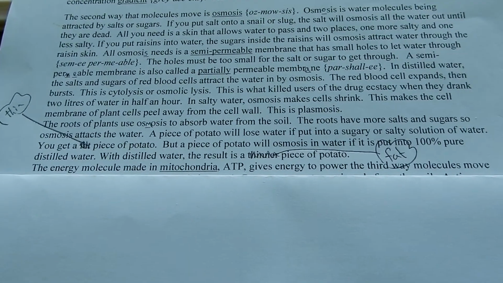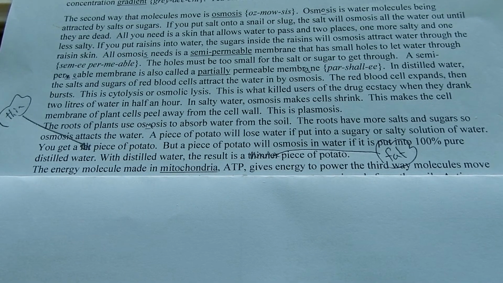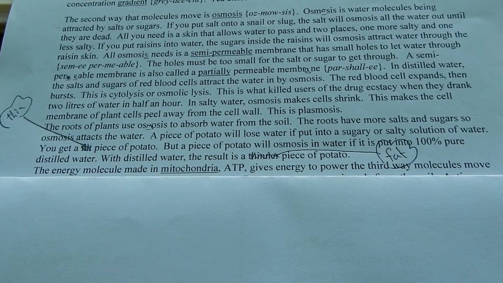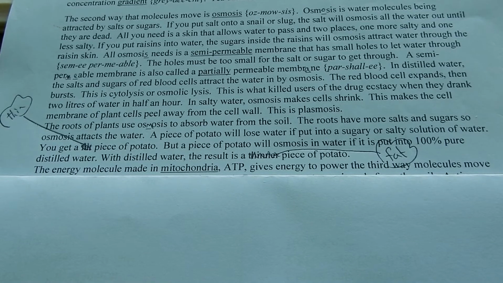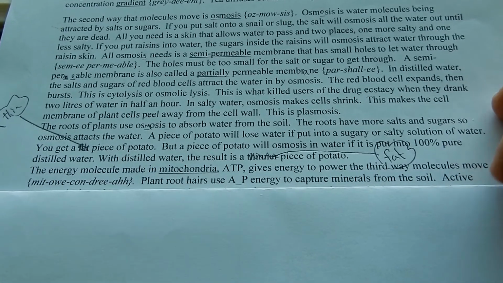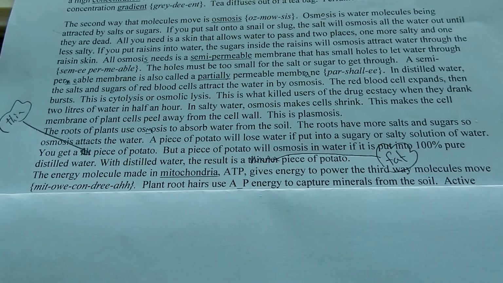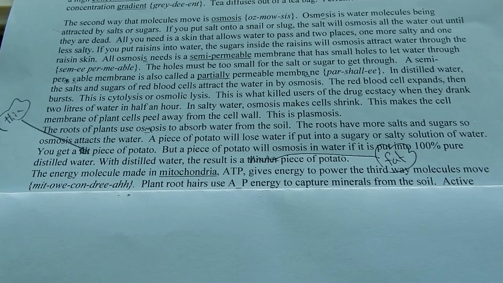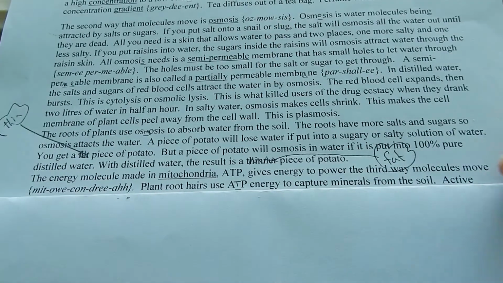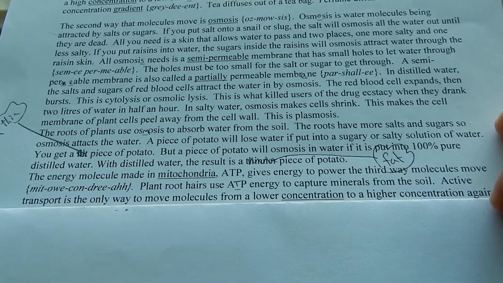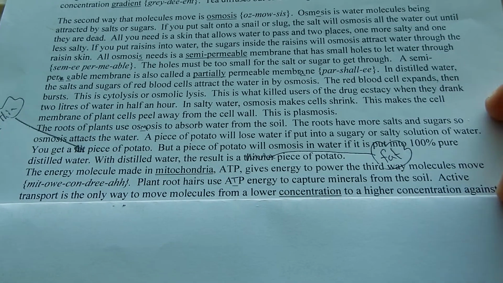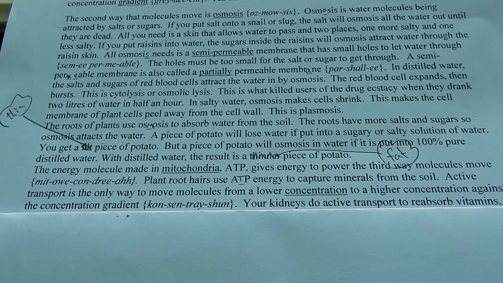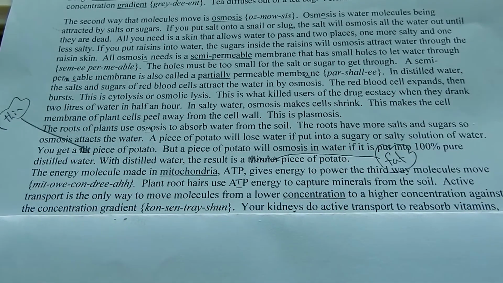The energy molecule made in mitochondria, ATP, gives energy to power the third way molecules move. Plant roots use ATP energy to capture minerals from the soil. Active transport is the only way to move molecules from a low concentration to a higher concentration, against the concentration gradient.